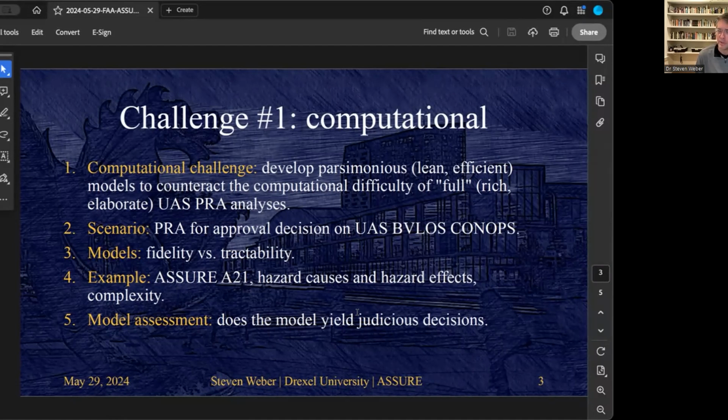One of the ways that we framed it on the A21 project was, well, does the use of the model lead to judicious decisions in this context of go, no go for BV loss ConOps? And making an assessment of how well you did on that criterion is an important component, I think, of ongoing and future research. All right, let's move on to the second challenge.